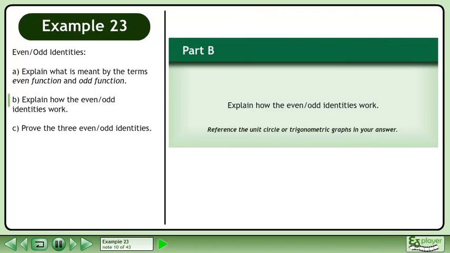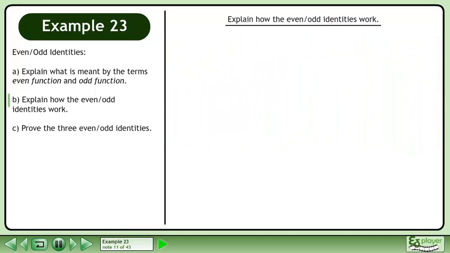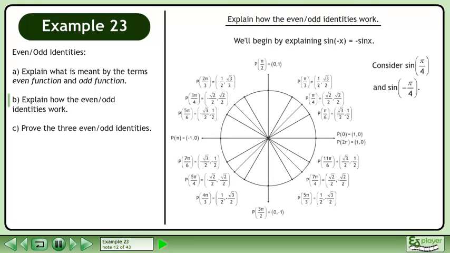Now we'll move on to Part B. Explain how the even and odd identities work. Reference the unit circle or trigonometric graphs in your answer. We'll begin by explaining sine of negative x equals negative sine x. Consider sine at pi over 4 and sine at negative pi over 4.